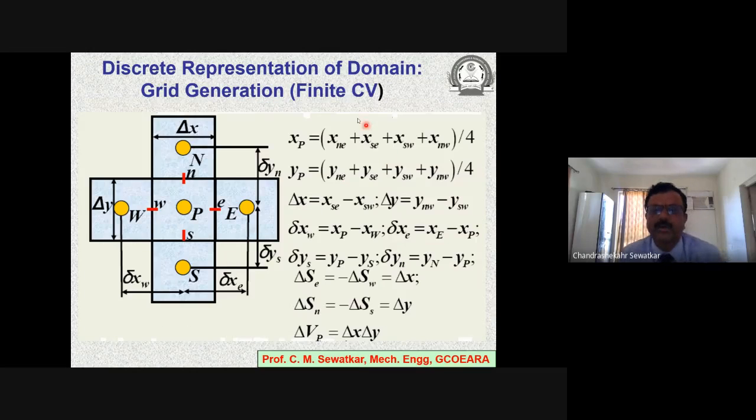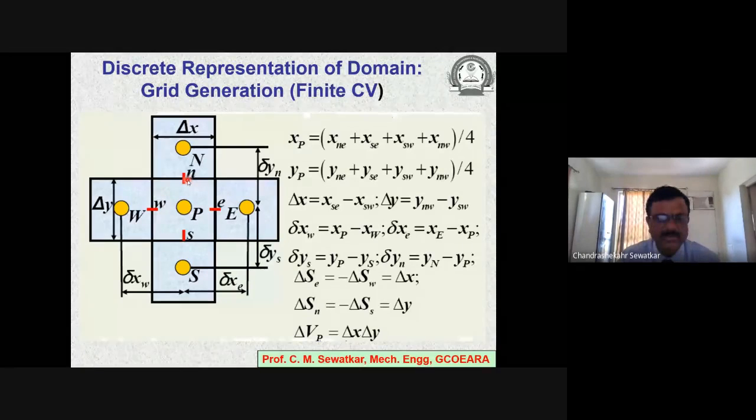How to determine that is shown here. This is a representative cell I am showing. This is my east neighboring cell, this is the west neighboring cell, north neighboring cell, and south neighboring cell. Small e represents the east face, small w represents the west face, small n represents the north face, and small s represents the south face of the cell under consideration.